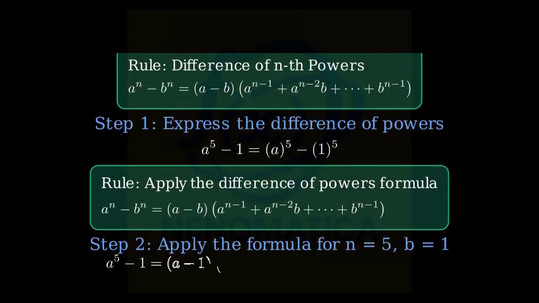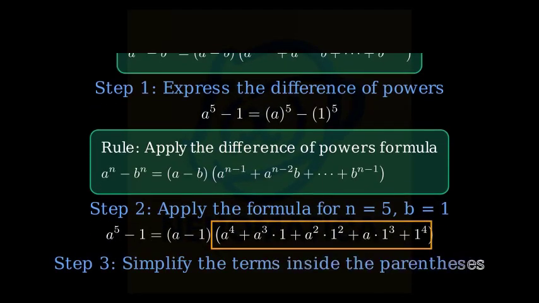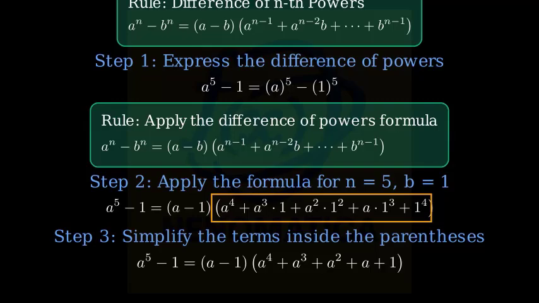Step 3. Simplify the terms inside the parentheses. 1 to any positive power equals 1, and multiplying by 1 does not change a term. So the factorization becomes a to the fifth minus 1 equals (a minus 1) times (a to the fourth plus a cubed plus a squared plus a plus 1).